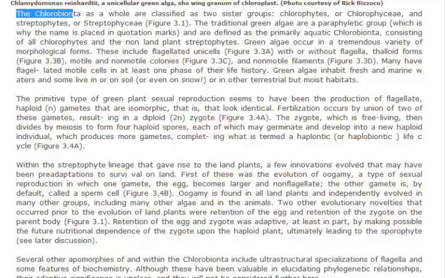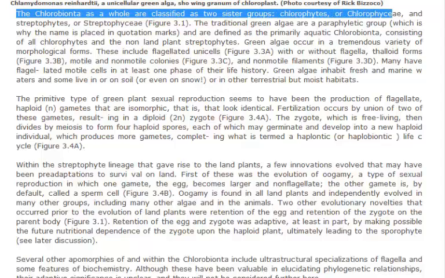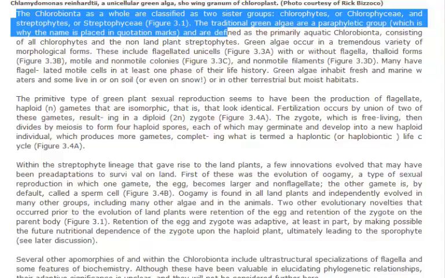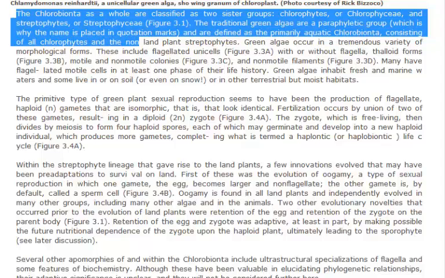The Chlorobionta as a whole are classified into two sister groups, the chlorophytes or Chlorophyceae, and the streptophytes or Streptophyceae. The traditional green algae are a paraphyletic group, which is why the name is placed in quotation marks, and are defined as the primarily aquatic Chlorobionta, consisting of all chlorophytes and the non-land plant streptophytes.